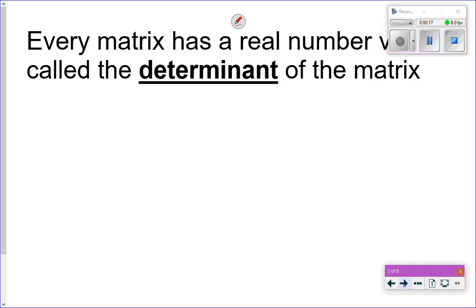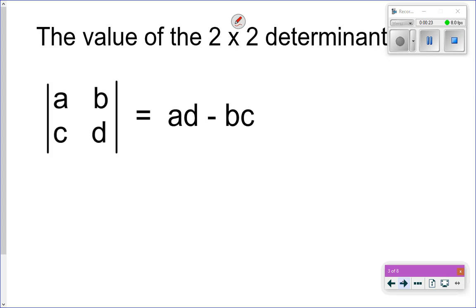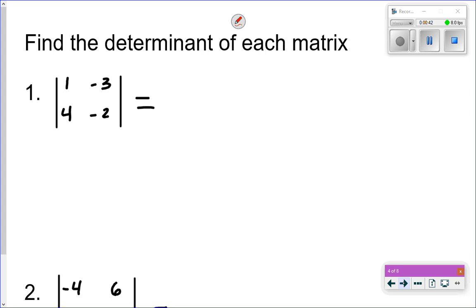Every matrix has a real number, which is called the determinant of the matrix. And this is the formula for finding the determinant. So this is my starting matrix with A, B, C, D as my elements. And then this is the formula. You multiply on the diagonals and always subtract. So AD minus BC. We're going to apply that to some examples here.